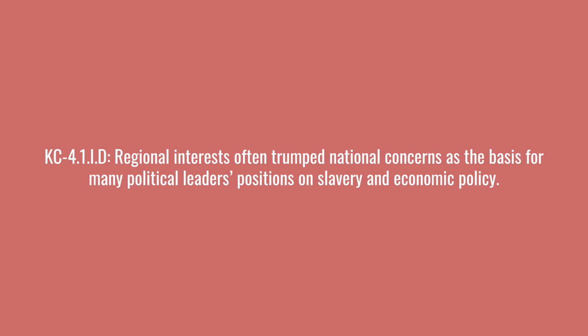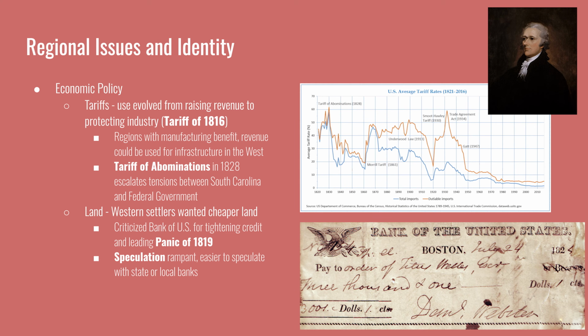The first key concept says regional interest often trumps national concerns as the basis for many political leaders' position on slavery and economic policy. The regions that existed, and the ones that this key concept is referring to, are the Northeast, the Middle Atlantic states, the Southern states, and more broadly, the West. The first area of difference is economic policy.